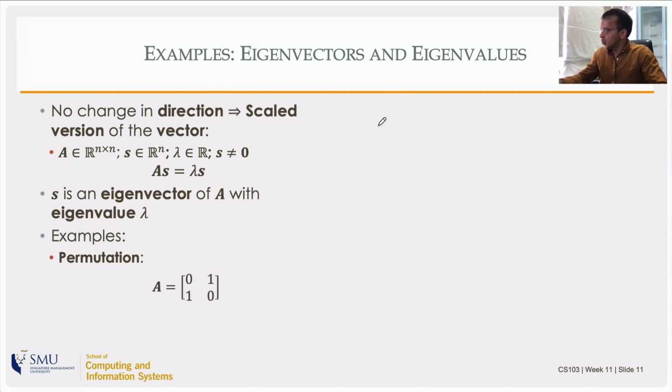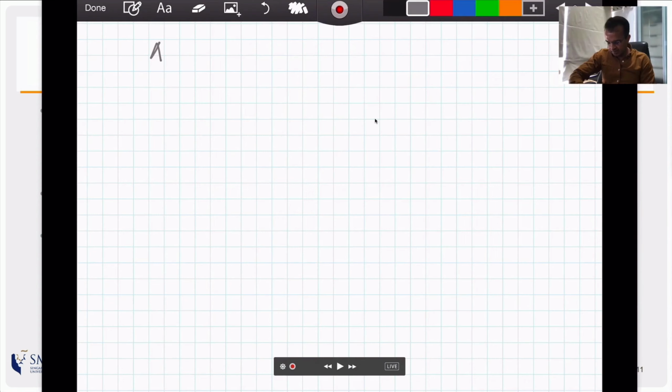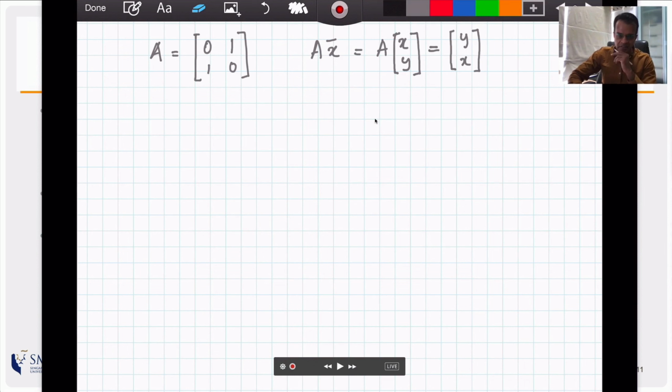Permutation. If you have a matrix 0, 1, 1, 0, and you apply it to a vector with x and y standing in a column, AX is going to be equal to (y, x). It just shuffles the elements. So it's a permutation matrix: the first element is 0 times x plus 1 times y, that is y. The second element is 1 times x plus 0 times y, that is x.